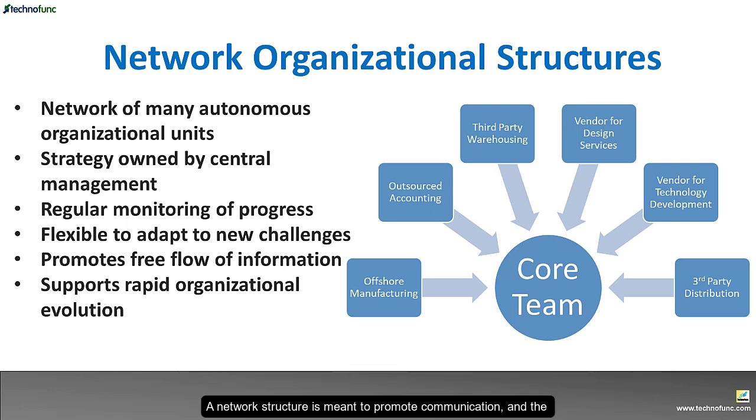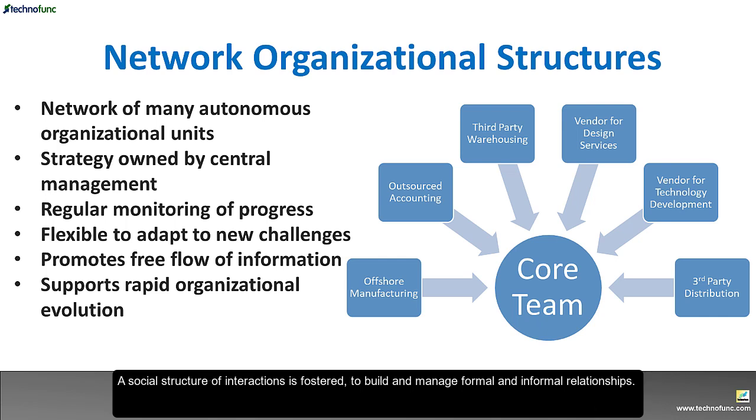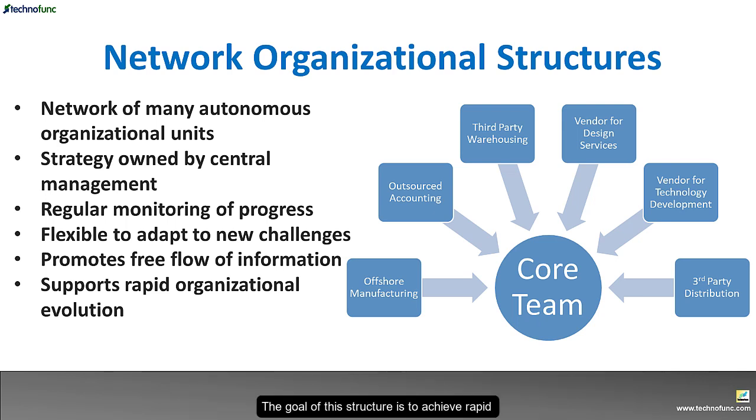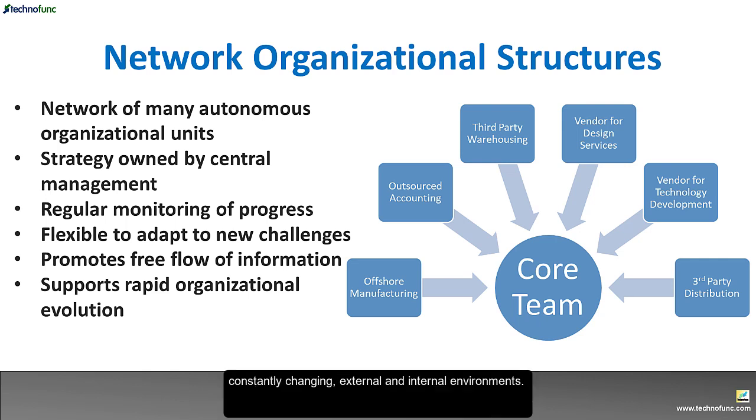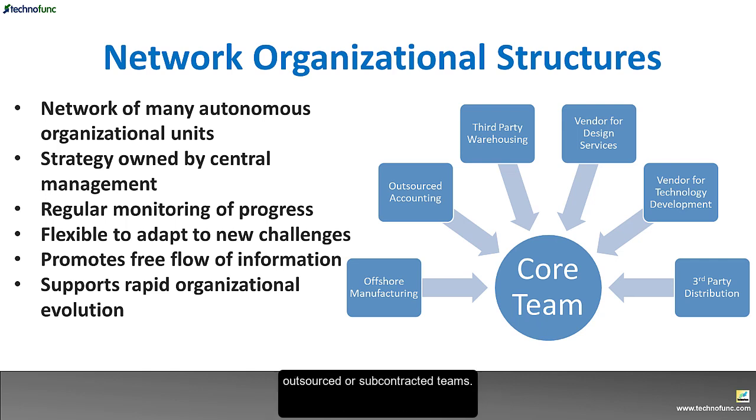A network structure is meant to promote communication and the free flow of information between different parts of the organization as needed. Managers coordinate and control relations, both internal and external, to the firm. A social structure of interactions is fostered to build and manage formal and informal relationships. The goal of this structure is to achieve rapid organizational evolution and adaptation to constantly changing external and internal environments. But there's an almost inevitable loss of control due to its dependence on third parties and all the potential problems that come from managing outsourced or subcontracted teams.